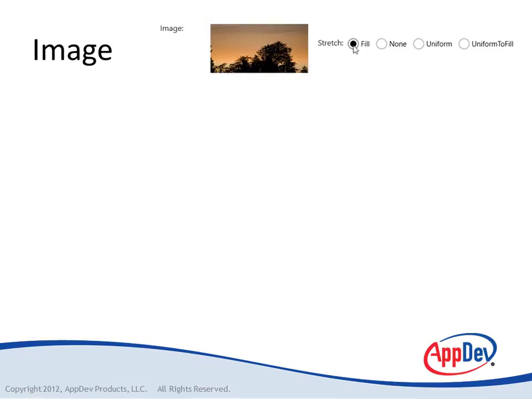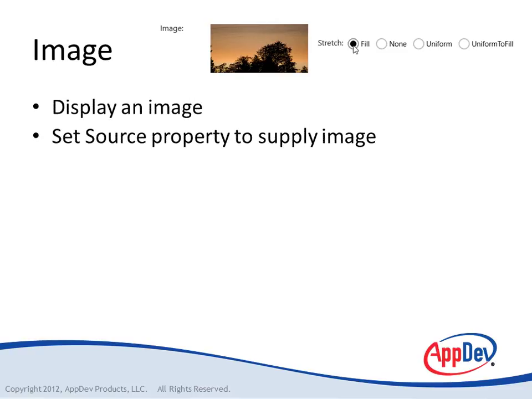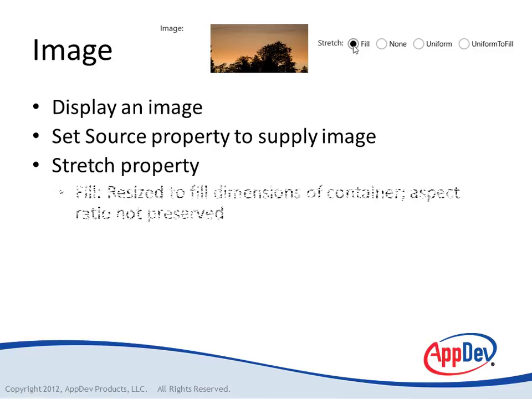An image control displays an image. You can control how the image control fills itself with the image. As you'll see, we have 4 options for this. You display an image by setting the source property to supply the image. You can set the stretch property to one of fill, which means the image will be resized to fill the dimensions of the container, and the aspect ratio may not be preserved if the container has different aspect ratio than the image itself.